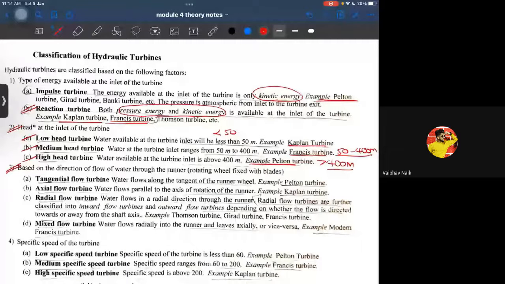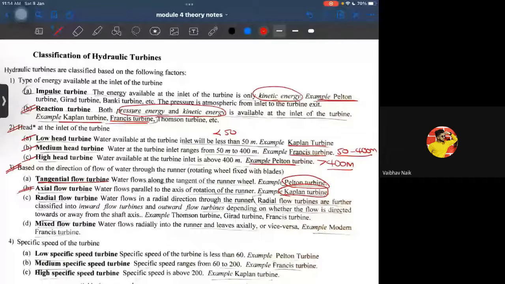Now, based on the direction of water flow, if the water flows in a tangential direction, then it is a tangential flow turbine. The best example you can quote is the Pelton turbine. If the water flows axial to the axis of rotation, then it is an axial flow turbine. The best example is the Kaplan turbine.